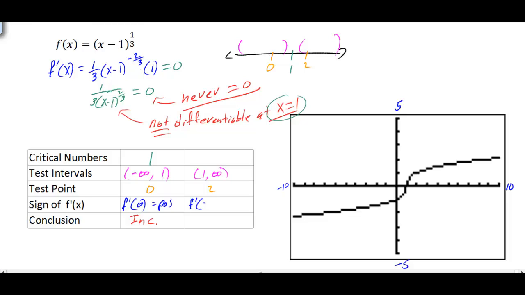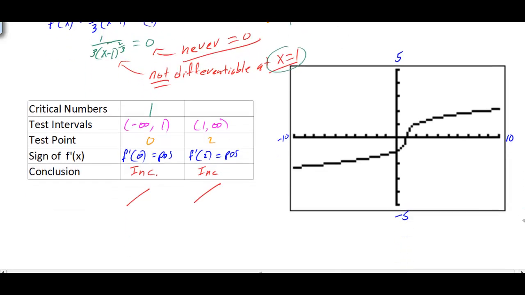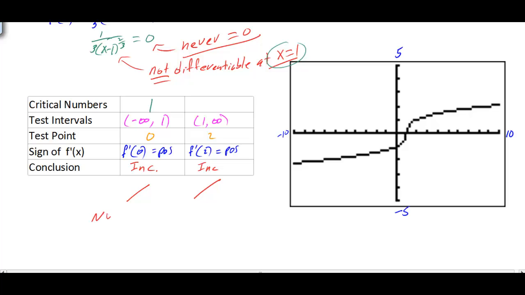Now we evaluate the derivative at 2. And if we plug 2 in, we get 2 minus 1, we get 1 on the bottom. So that's going to be positive on the bottom. The top's always positive. So once again, we have a positive slope, which we can conclude the graph is increasing. So here our graph is increasing from negative infinity to 1, and then it continues to increase from 1 to infinity. So therefore we have no relative extrema.